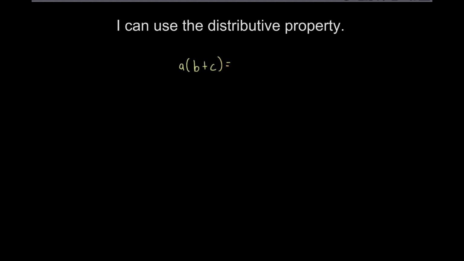So in real general terms, if we see A times the quantity B plus C, the distributive property tells us that we need to distribute this A into both the B and the C. So we take A times B, which is just AB, and then add it to A times C. So that's just a real broad general example. Let's look at a few more specific examples here.